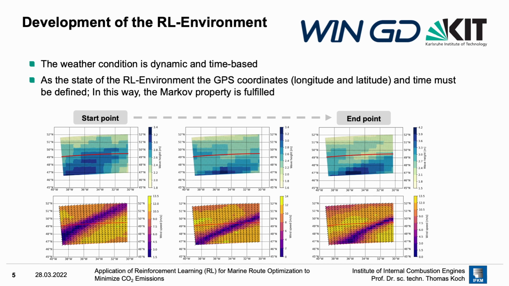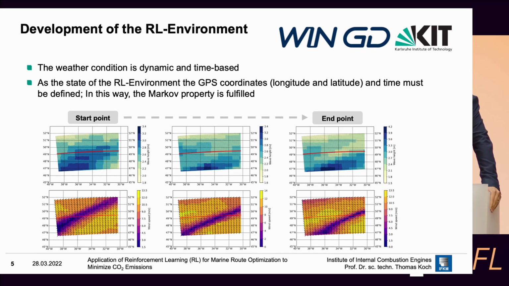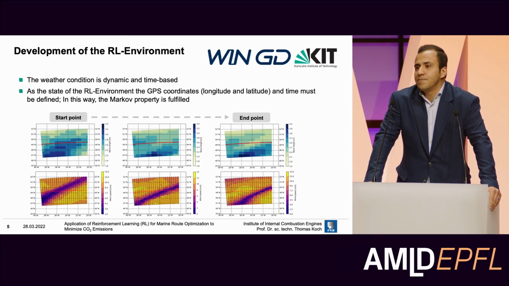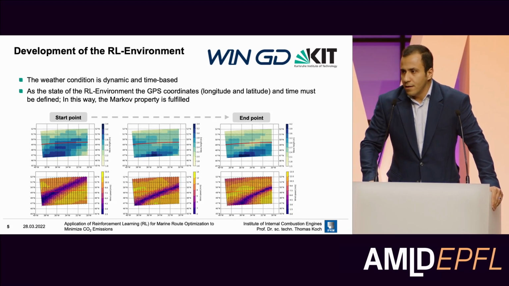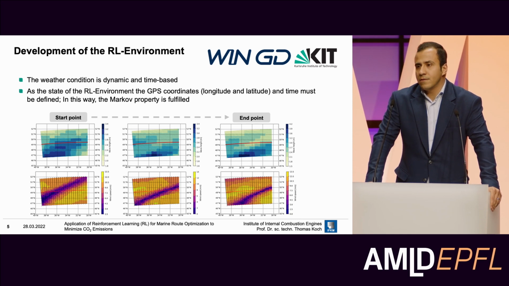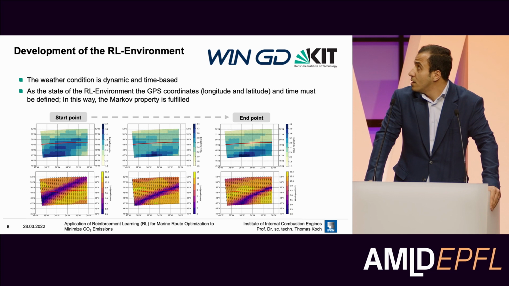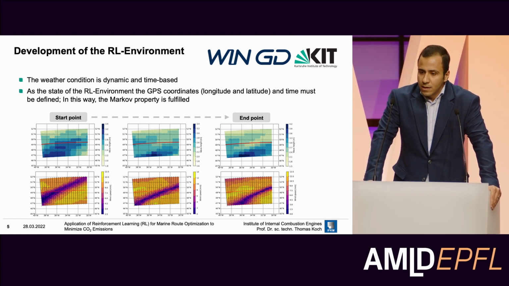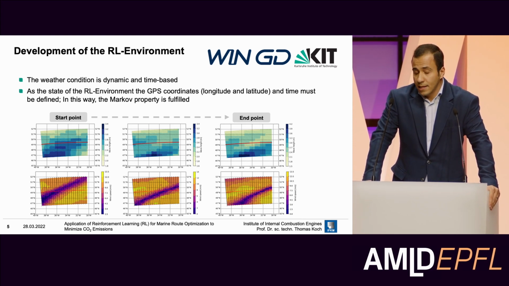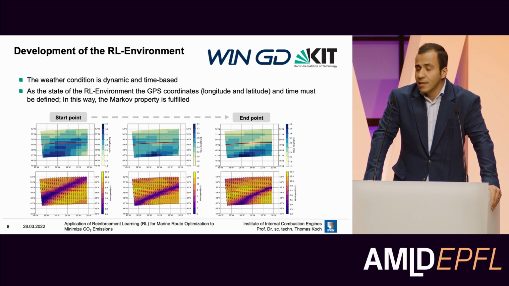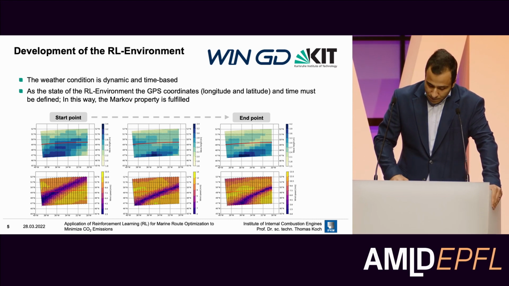And in order to fulfill the Markov properties, we have applied three parameters. Besides the longitude and latitude, we have also applied the time as a third parameter for our state space to fulfill the Markov properties.